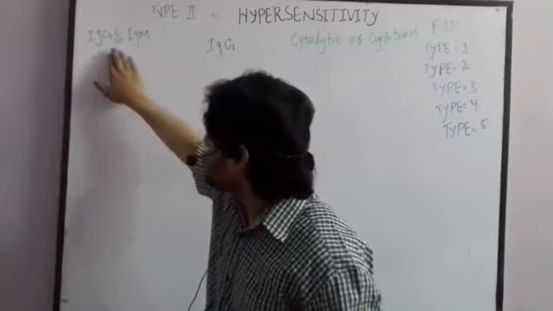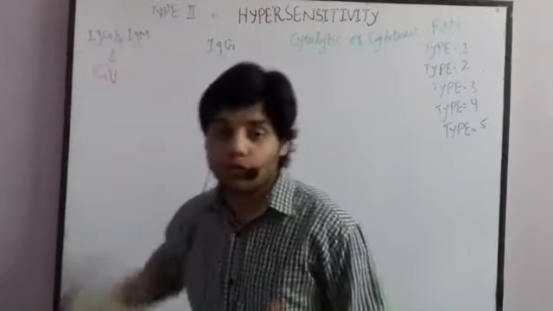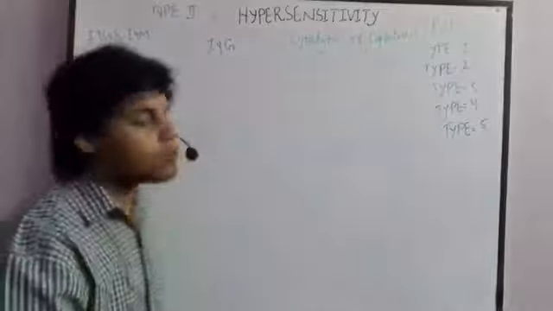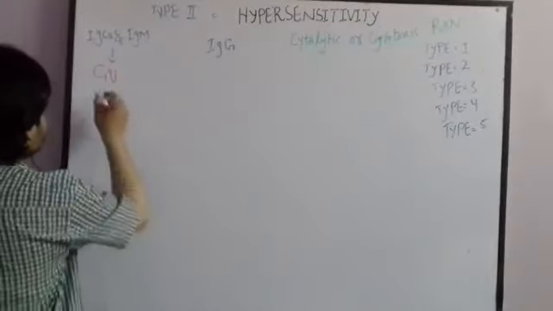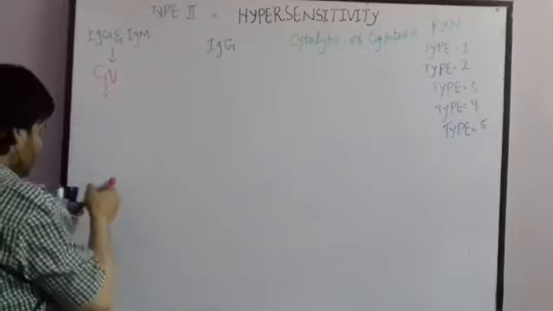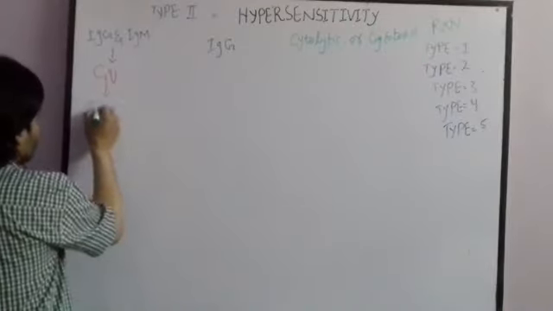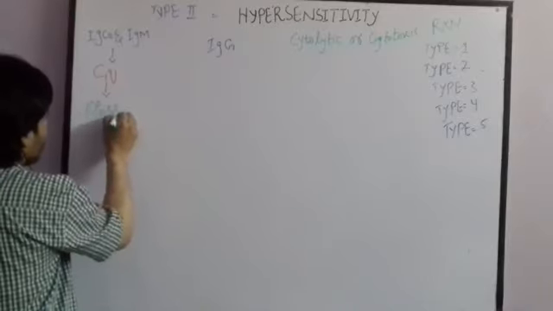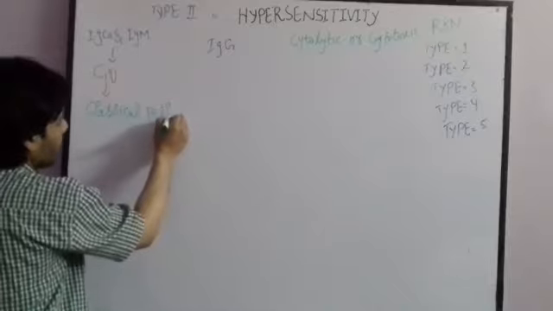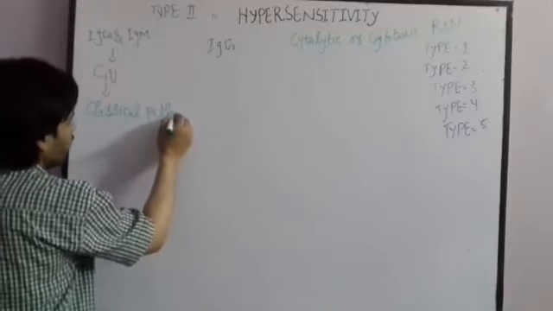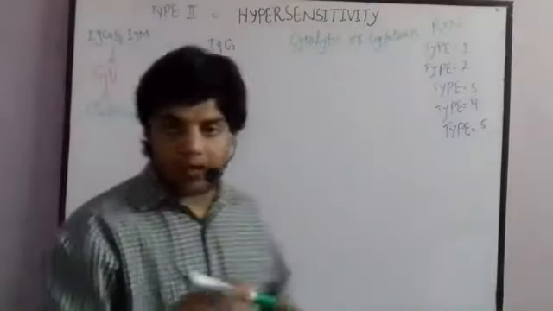Now, the Fc portion of IgG and IgM is connected to these proteins. Once it is connected to this protein, they will activate the classical pathway. I will also explain the classical pathway in the complement system video lecture.